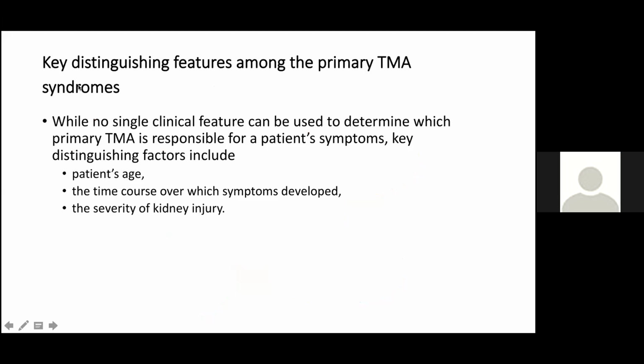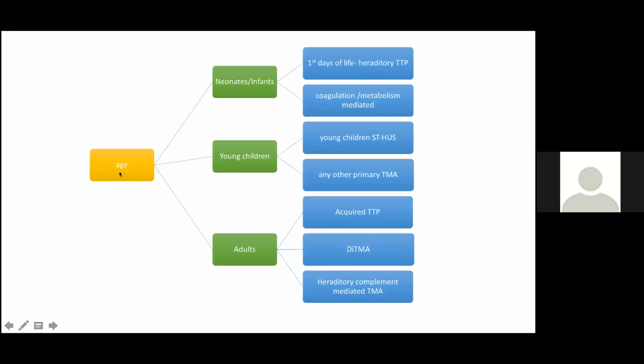There are some key distinguishing features among the primary TMA syndromes. They are the patient's age, the time course over which symptoms developed, and the severity of kidney injury. Actually, I have already discussed these things. Age: if the patient is a neonate or infant referred to you in the first days of life, think of hereditary TTP.